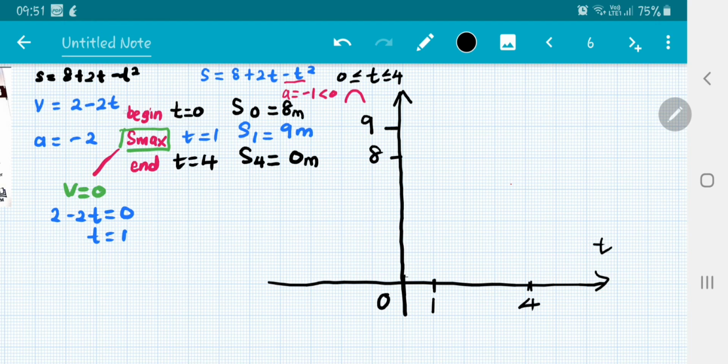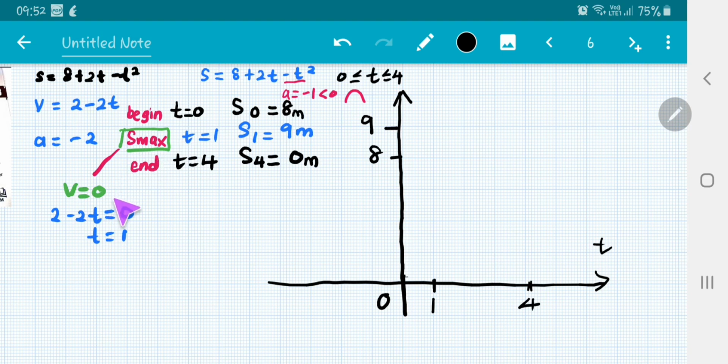As I said, we must find the values at the beginning of the motion, t = 0. So when t = 0, put in t as 0 in your s function, you will get 8 meters. Now from 0 to 4 seconds, at the end of the motion, t = 4. So substitute t as 4, and finally you will get 0 meters. And then you must find the time where s is maximum. Since the coefficient of t squared here is negative, it has a maximum point.